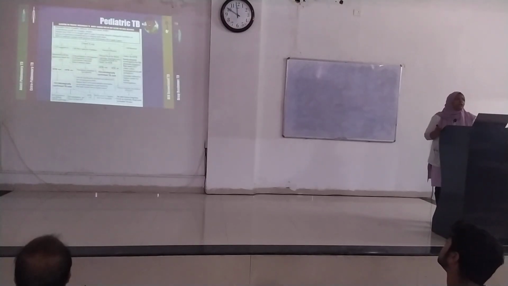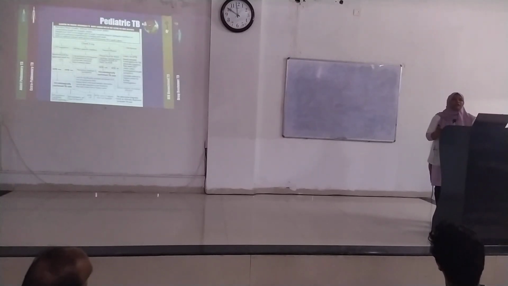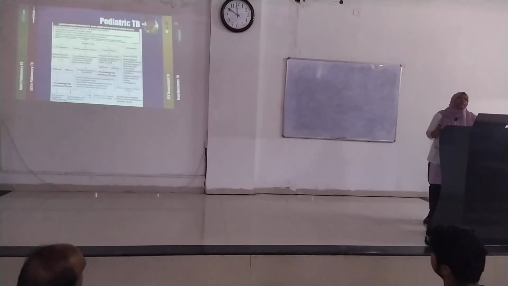Now, why would we not take a smear in the pediatric age group? It is because a baby is not able to give a proper sputum sample, and even if we get a sputum sample, the sample is highly unreliable. So in pediatric cases, we only take a chest X-ray.